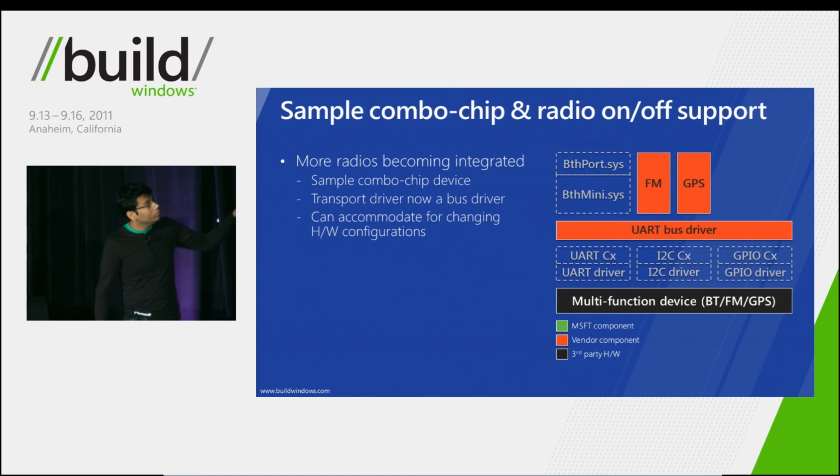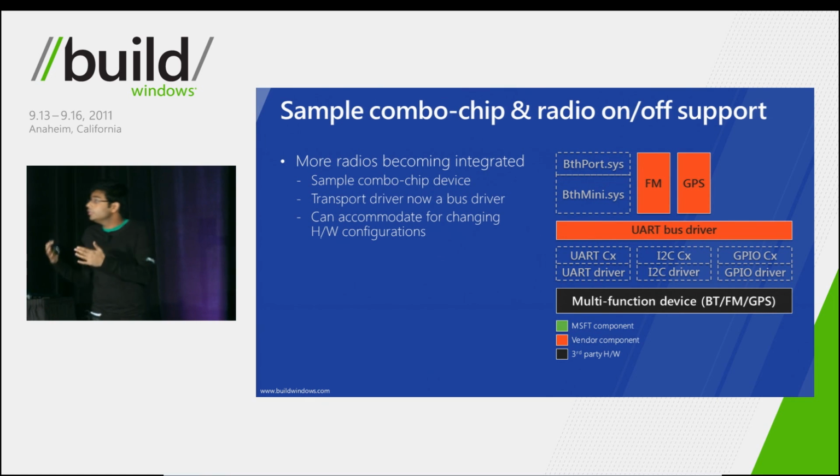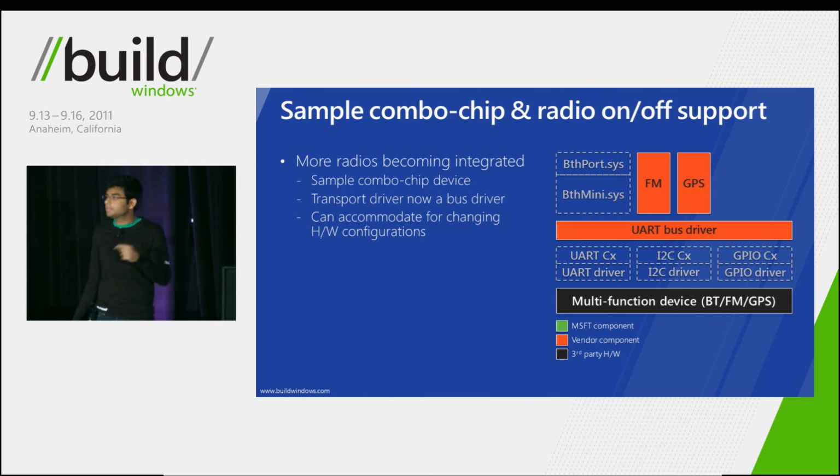So that Bluetooth transport driver now becomes a UART bus driver, able to enumerate our FM and GPS stacks, respectively. We think that this will help you accommodate for changing hardware configurations and really help you by delivering only a single driver across different functions that you might introduce later on down the road. Again, our WDK sample shows you an example of where and how this is possible. So if you do have a multifunction device later on in the future, you're more than free to use that implementation.